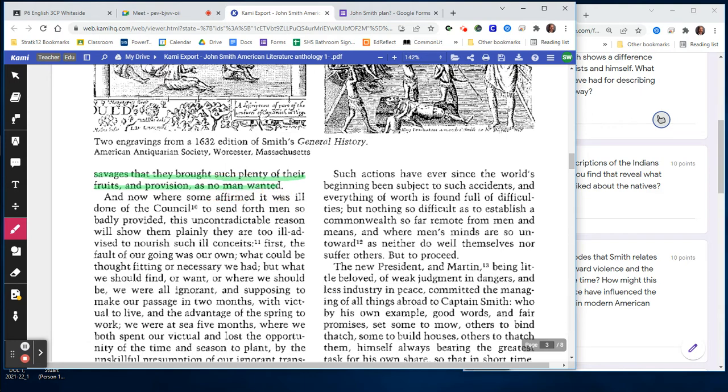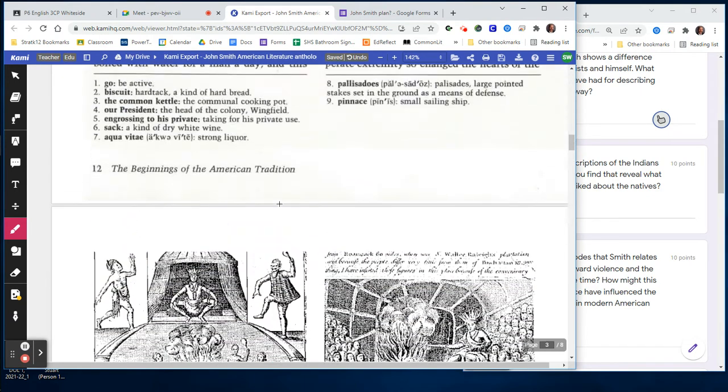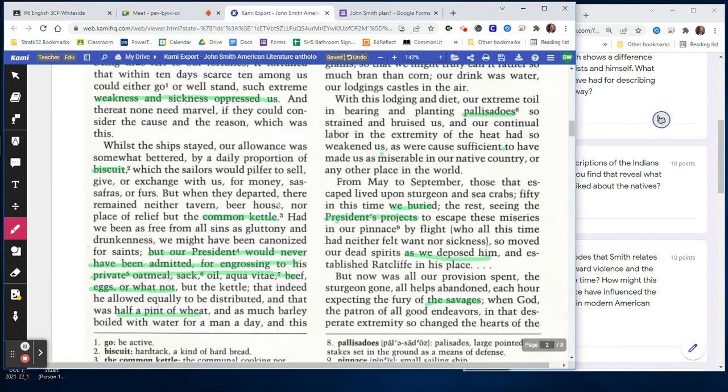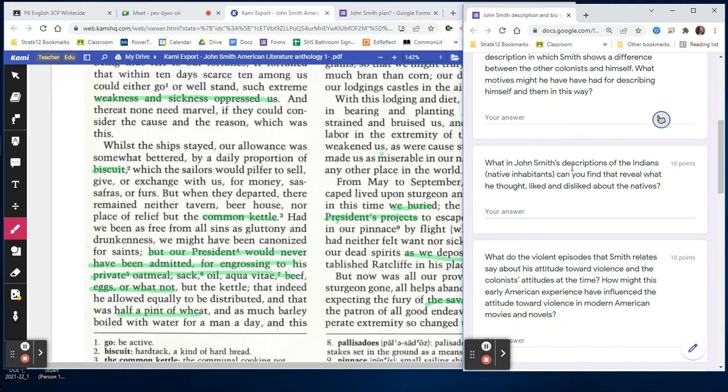Who the heck are the savages? They're talking about the native inhabitants of America when the English got here. So that's the Native Americans or the Indians. And since they lived a different style of life, the Europeans were calling them savages. Okay, let's see. Where do we stand?